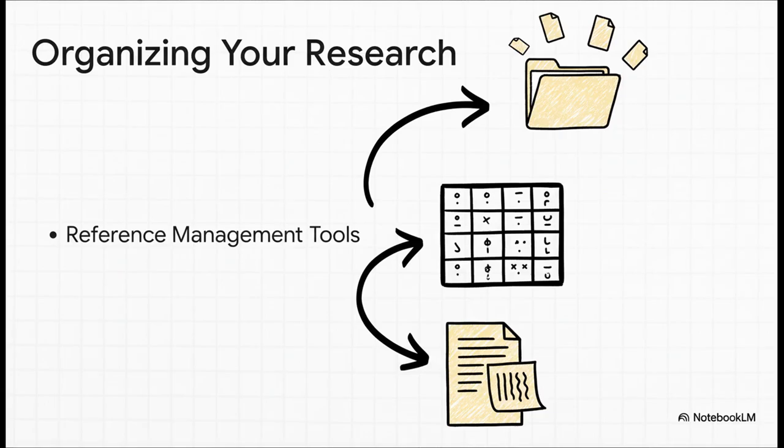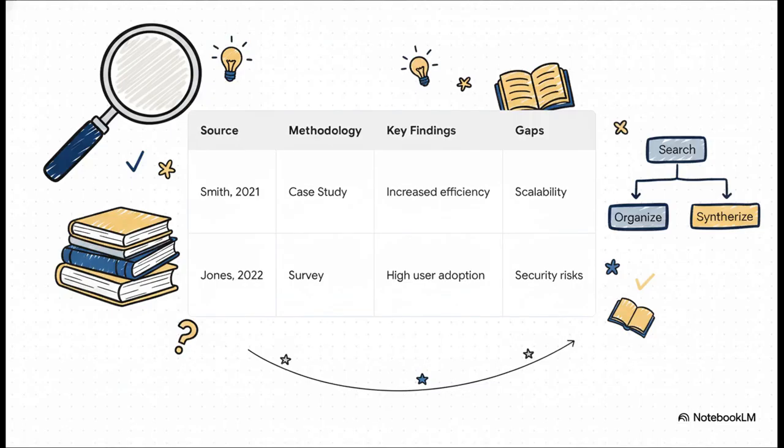Now, to avoid that feeling of just being buried under a mountain of PDFs, you need some tools. I'm talking about reference management software. Things like Zotero, Mendeley, or EndNote are lifesavers. They'll keep all your sources organized. And then, for actually making sense of the content, you can use things like a literature matrix or an annotated bibliography. And something like a literature matrix, which is basically just a table, is an incredibly powerful tool.